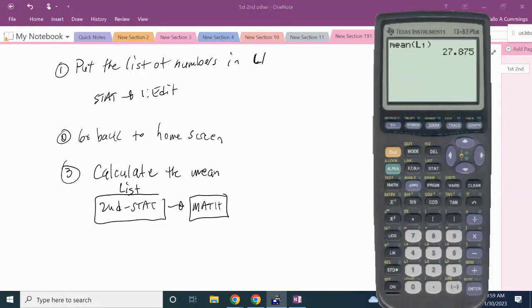Okay, so my home screen. Did you clear the list out? That's right. Go over to math. Well, no, okay, I'm sorry. L1 is down here. And close off your parentheses.